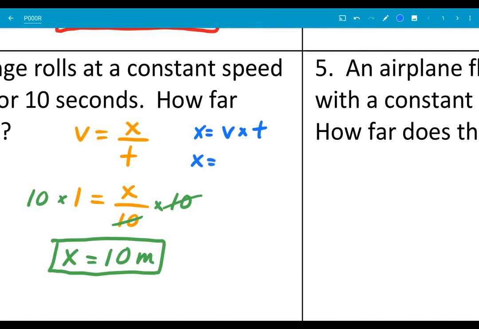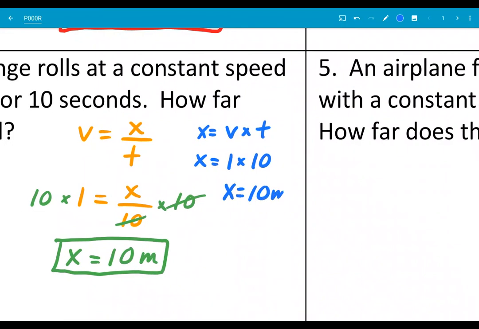X is our unknown. V is 1 meter per second. And we do that for 10 seconds. We get x equals 10 meters again. Okay, so if you're comfortable with the algebra and the cross multiplying, by all means do it that way.